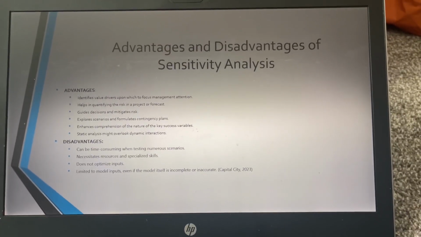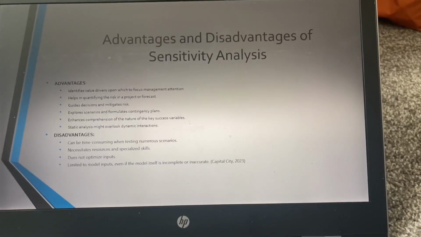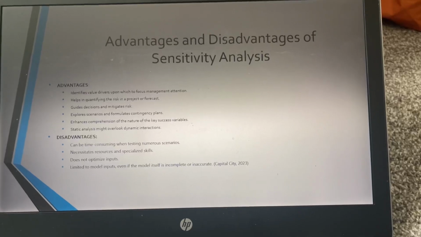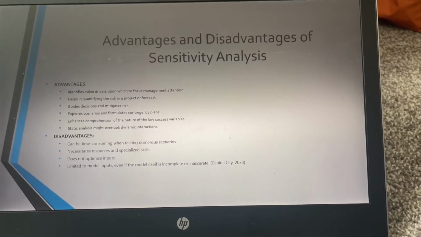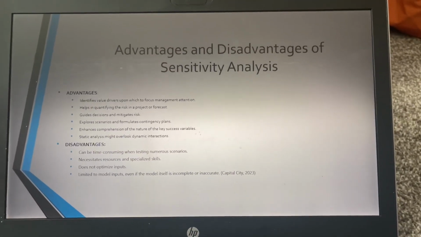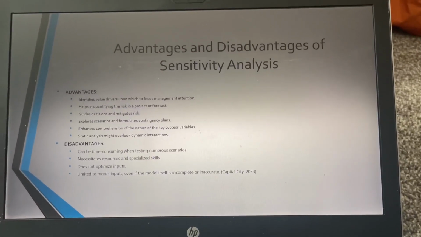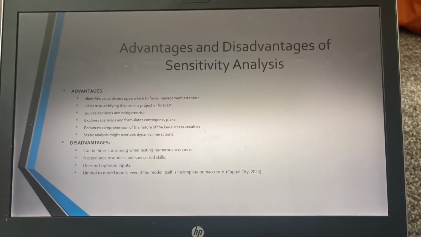Some of the disadvantages: it can be time consuming when testing numerous scenarios, and it necessitates resources and specialized skills. It is limited to the model inputs, so basically garbage in, garbage out. If the assumptions or estimates are bad, then you're going to get bad data out of it.